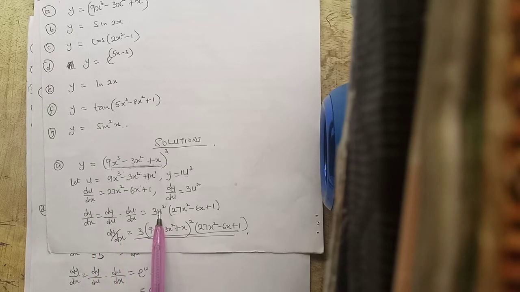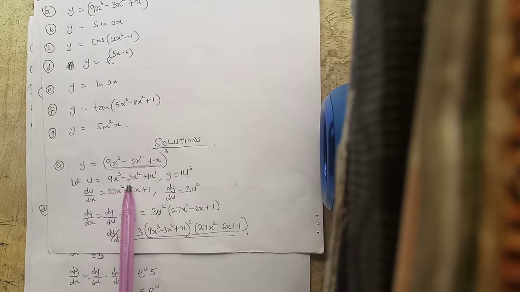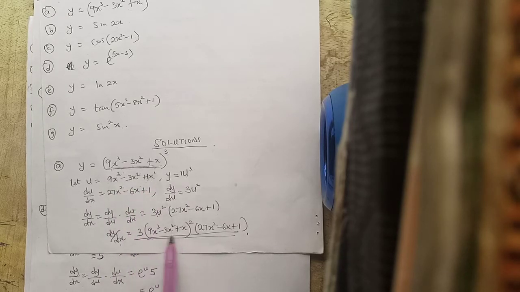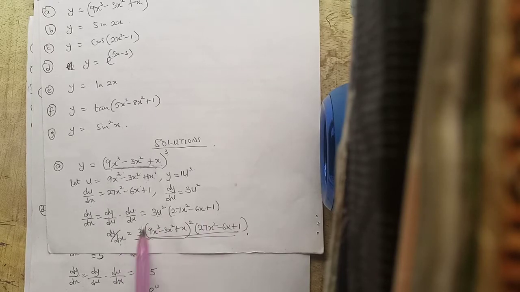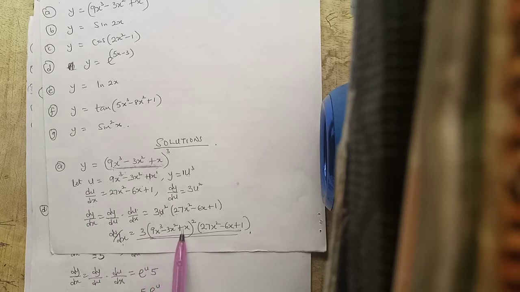But this u is a function of u because we are almost at the final answer. Then you replace your u, which is equal to 9x cubed minus 3x squared plus x. You replace it back for u. Then the final answer over here will now be 3. Your u is this, which is 9x cubed minus 3x squared plus x.